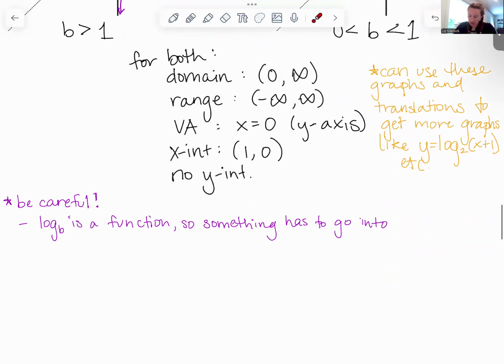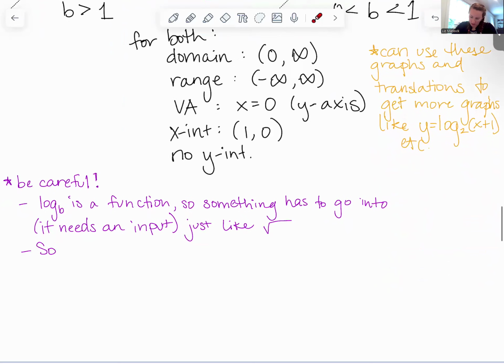All right, a couple things to be careful of here. Log base b is a function, so something has to go into it. It's essentially saying it needs an input, just like square root. You don't just write a square root, you write something inside of that square root. So that means that if we had log base 3 of 27 over 27, we cannot just cancel that to get log base 3. That doesn't mean anything. It's just like if you canceled out something and your answer was square root. Like square root of what? It doesn't mean anything. So be careful of that.